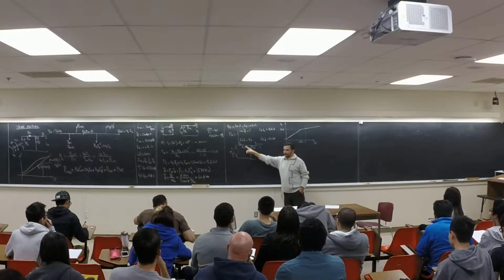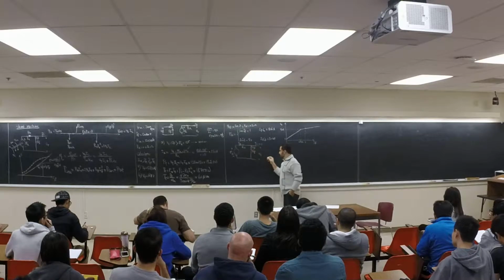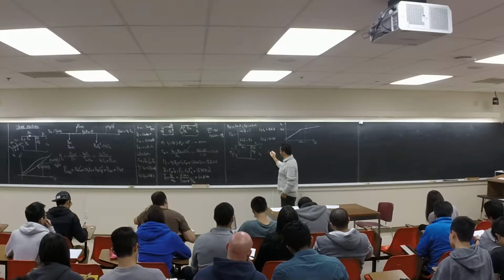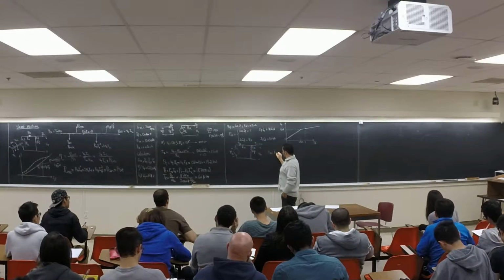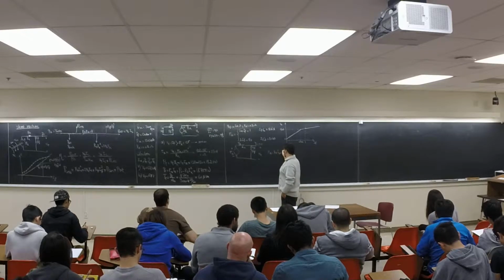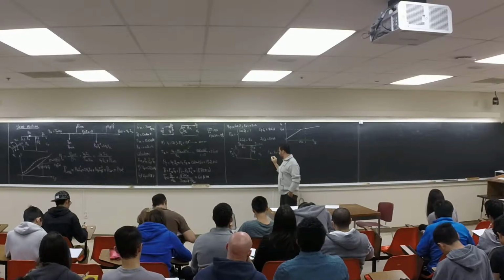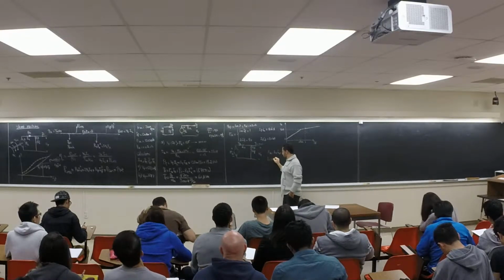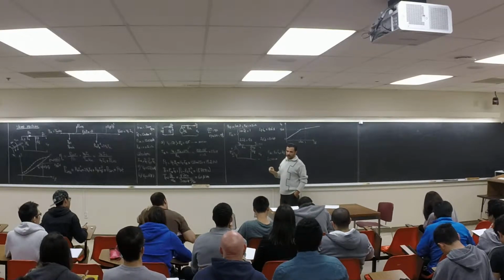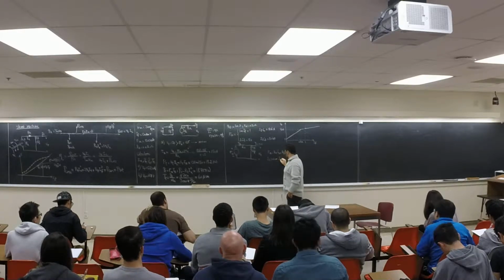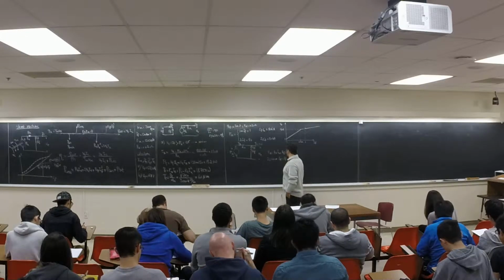If I write KVL here, let's get into KVL here. It says EA is equal to RAIA plus RFIF, right? And because IL is equal to 0, how much is the IA and IF? They are the same, right?